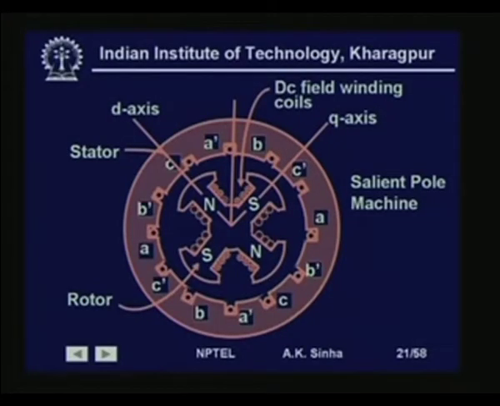uniform model for this. We have to, in this case, use a 2-axis model, that is, one axis which is the direct axis along the pole face, and another axis which is in quadrature with it along the interpolar region. So, this is, if you see, an angle of 90° electrical. The angle here and here between north and south is 180° electrical. So, this is 90° electrical.